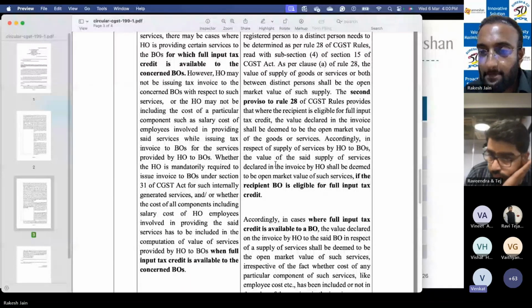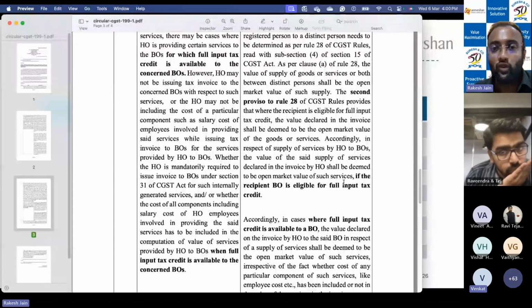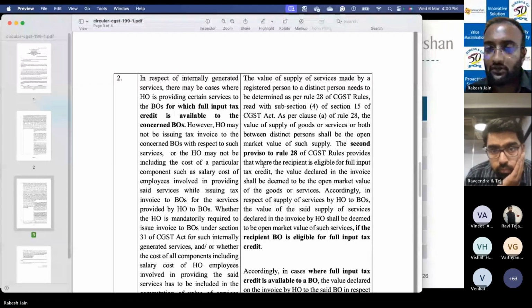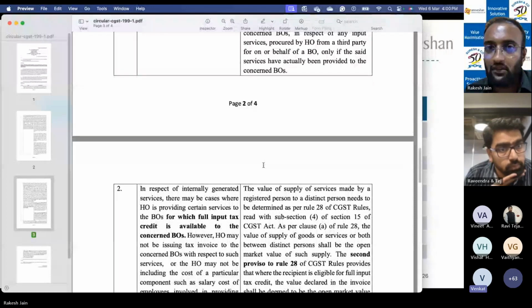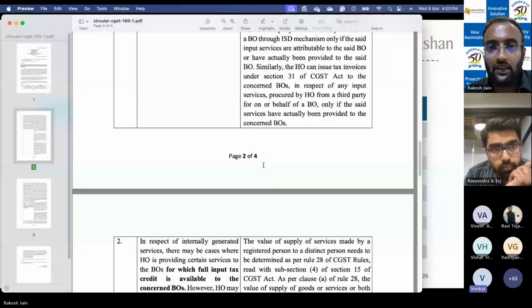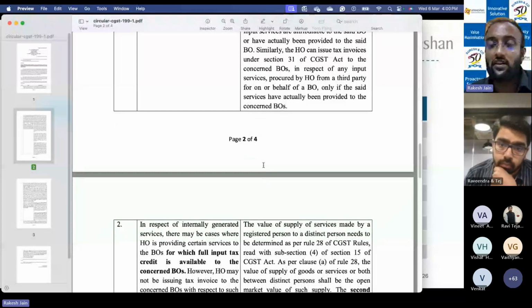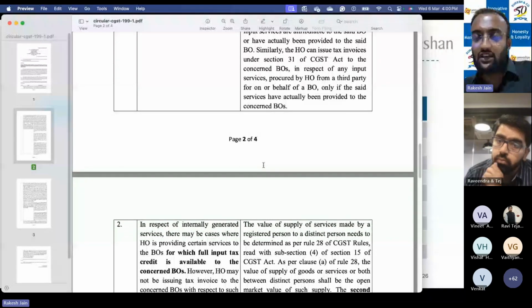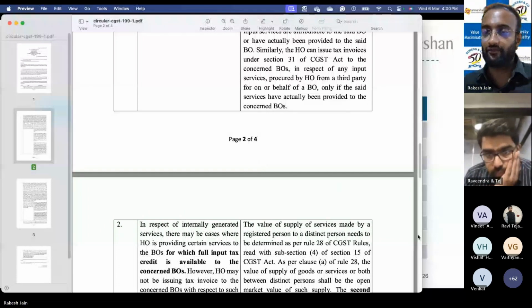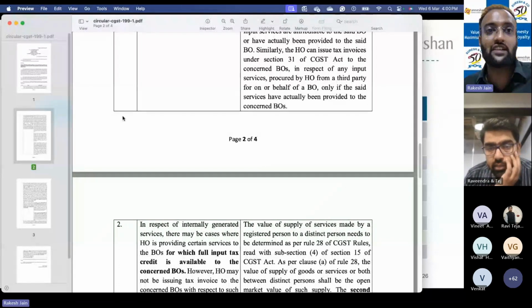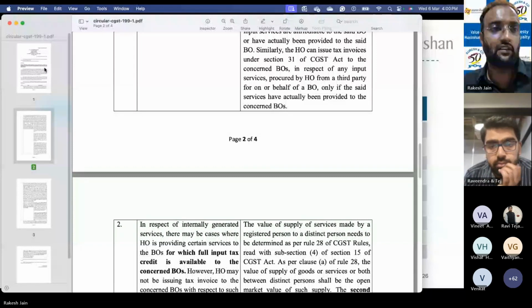Yes, Rakesh. Do you want me to share this with you? This is Circular 199. No, what you're talking about is Circular CGST, Circular 199. I'll just tell Ravi, can you share it in the chat box? If you can share it to my email ID, it'll be good. Yeah, please share your email ID, sir. We'll mail it to you soon.